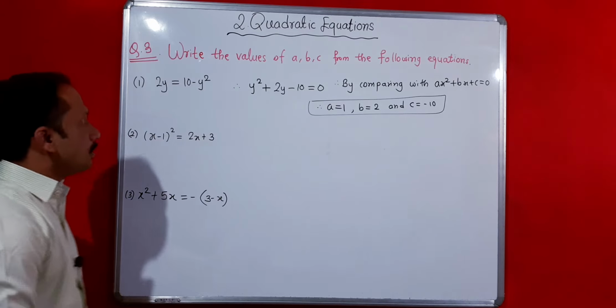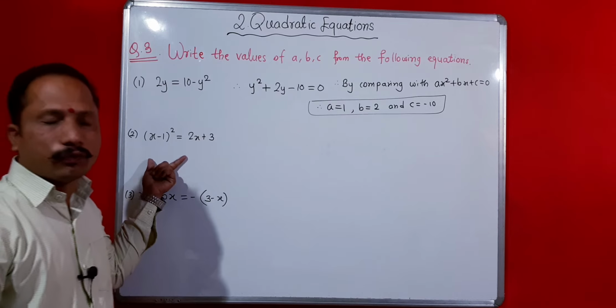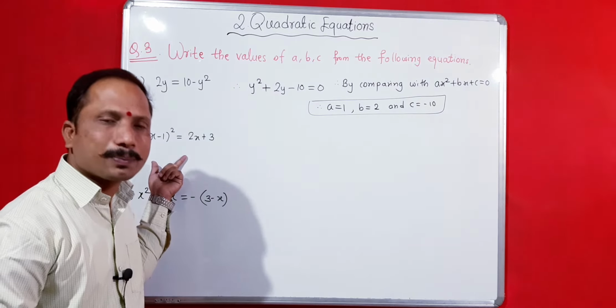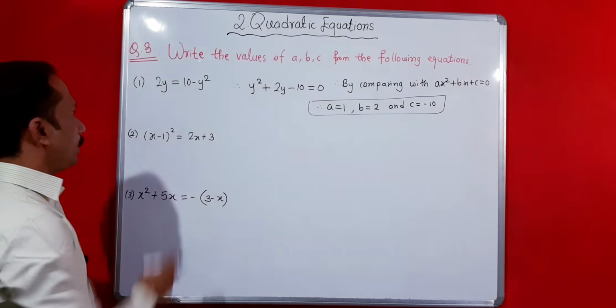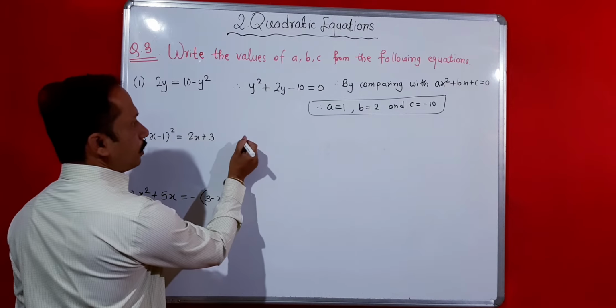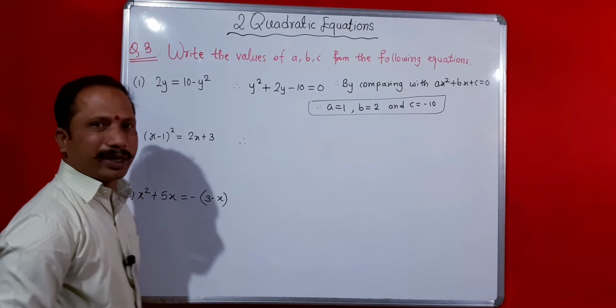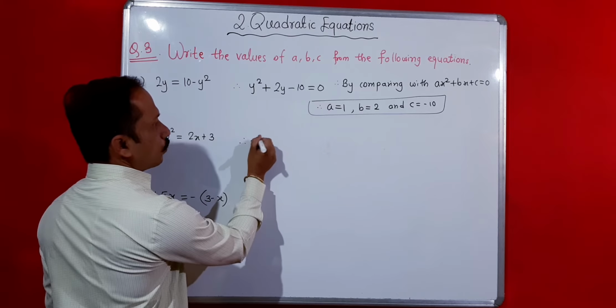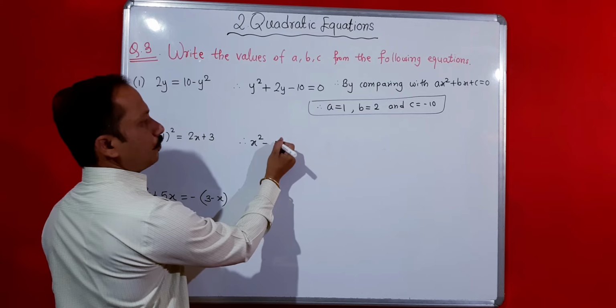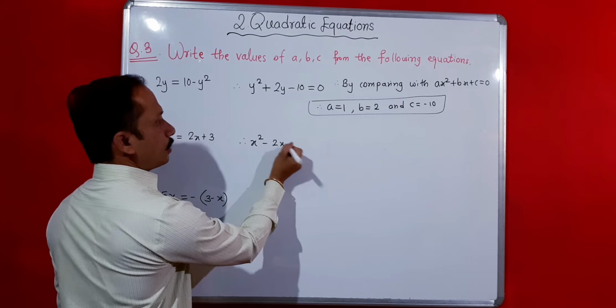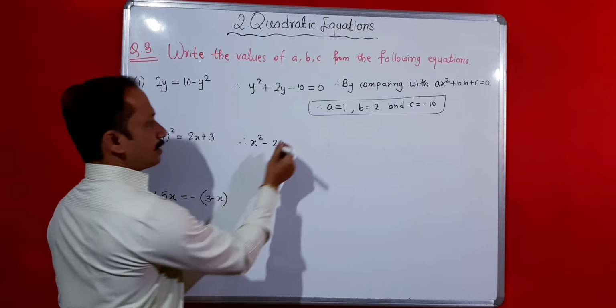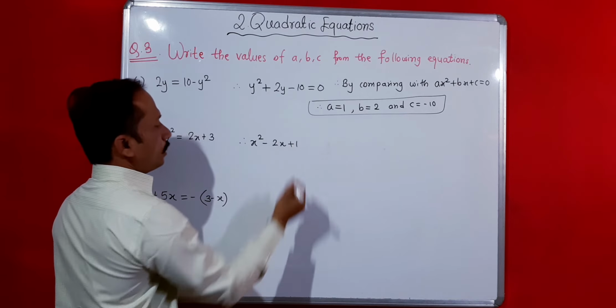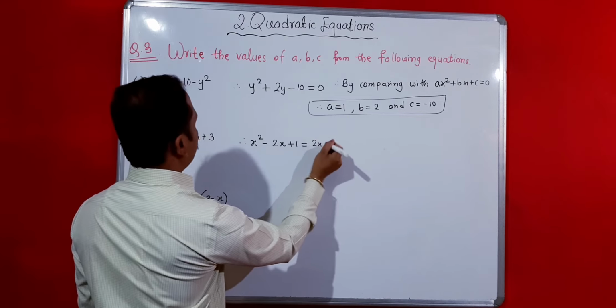Now similarly, you have to convert this equation into the form ax square plus bx plus c is equal to 0. So let's start. First we will solve the bracket. So (x minus 1) whole square, which is (a minus b) whole square, you will use that formula. First number square minus 2 into first number into second number, so it is minus 2x, and then second number square, it is plus 1. So it is equal to 2x plus 3.